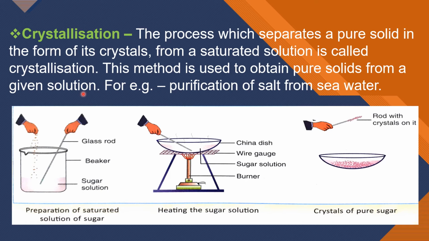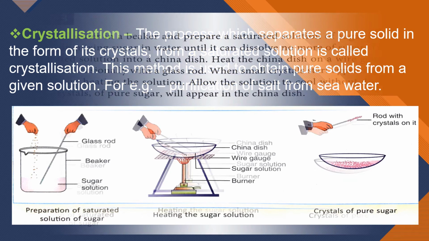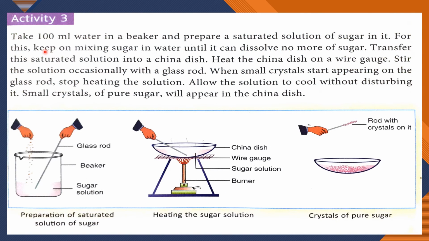Let us understand the method of crystallization with the help of an activity. Take 100 ml of water in a beaker and prepare a saturated solution of sugar in it. For this, keep on mixing sugar in water until it can dissolve no more sugar. Transfer this saturated solution into a china dish.